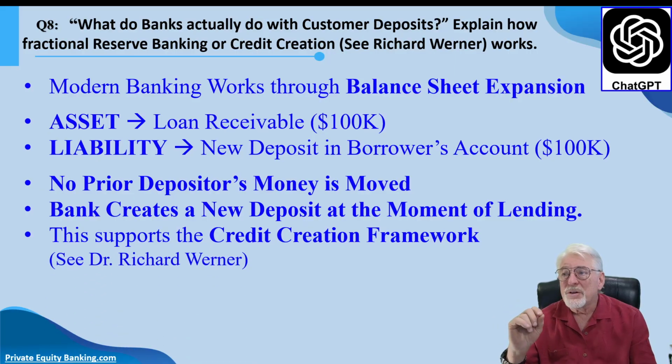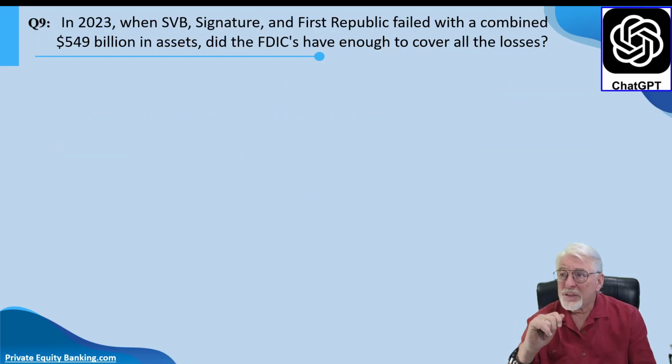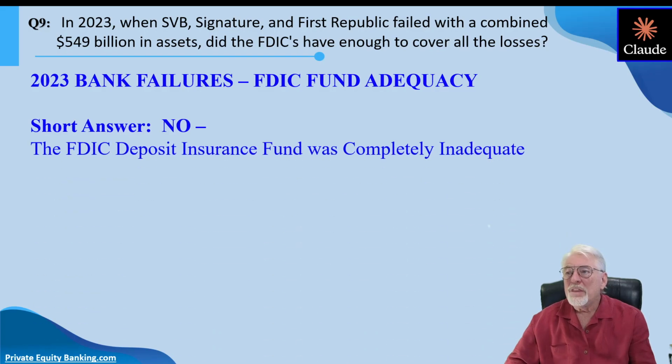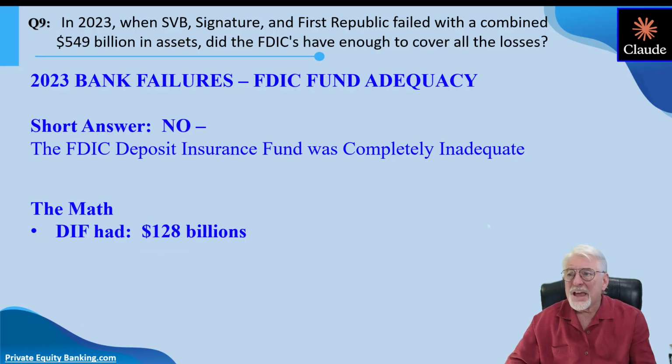See Dr. Richard Werner. In 2023, when SVB, Signature, and First Republic banks failed with a combined $549 billion in assets, did the FDIC have enough money to cover the losses? 2023 bank failures, FDIC fund adequacy. Short answer, no. The FDIC Deposit Insurance Fund was completely inadequate. The math: the Deposit Insurance Fund had $128 billion.